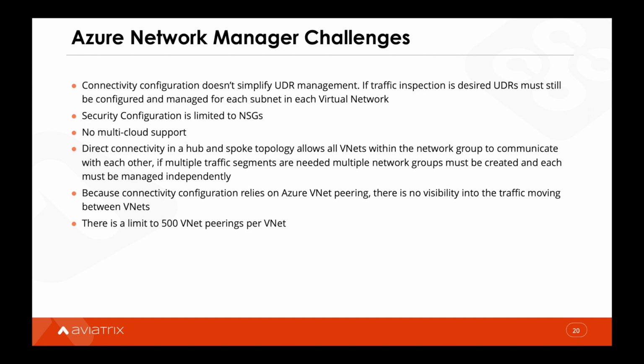Lastly, Network Manager relies on VNet peering for the connectivity configurations. So because of this, we have the limitations of VNet peering. There's no visibility into traffic flowing between VNets, traffic flows unencrypted, and there is a limit of 500 VNet peerings.